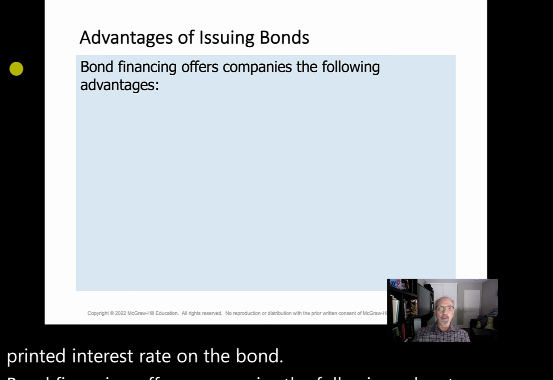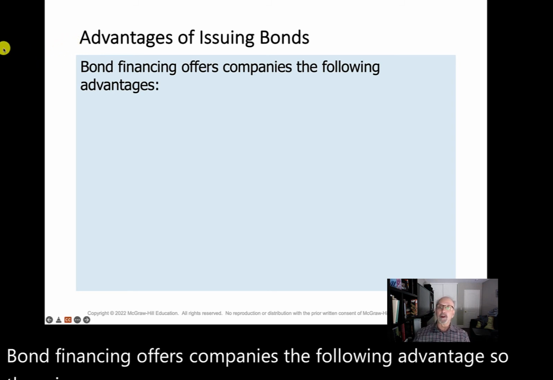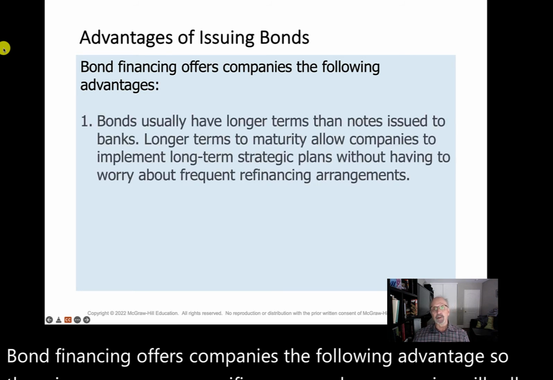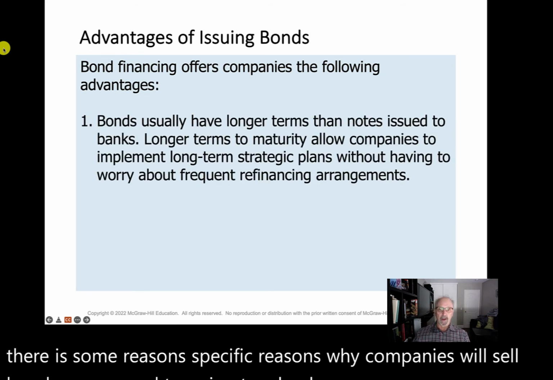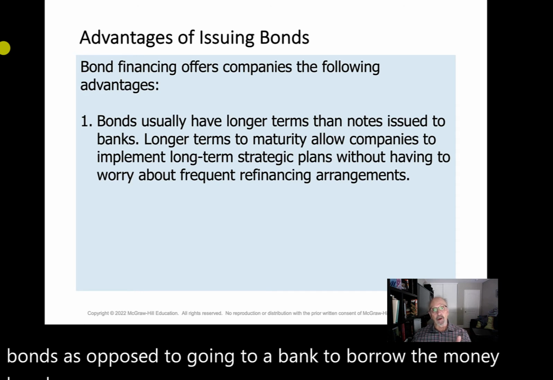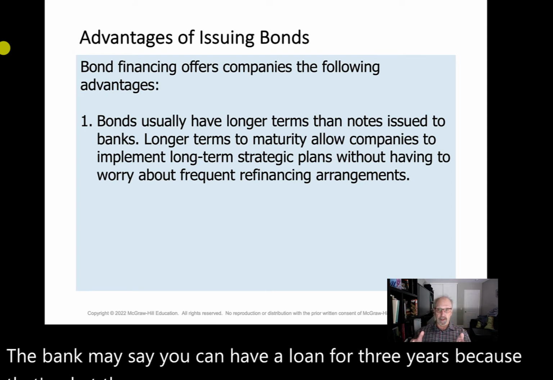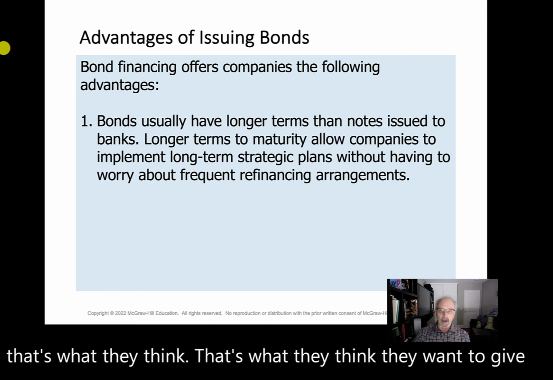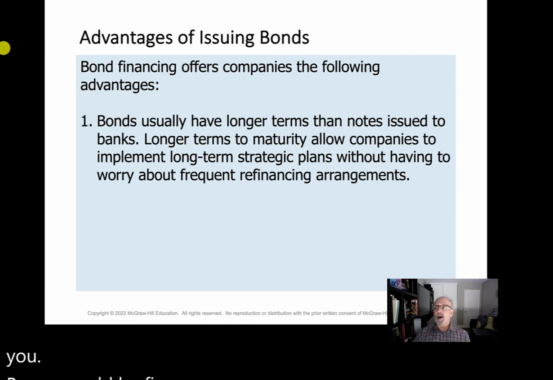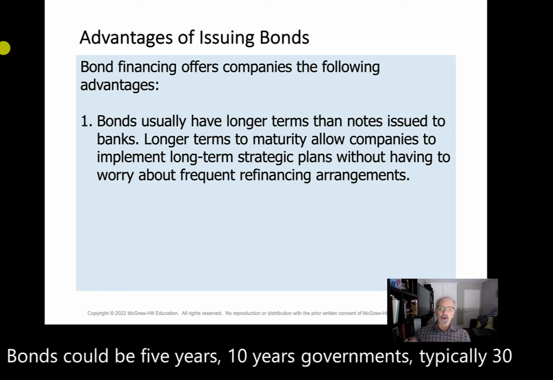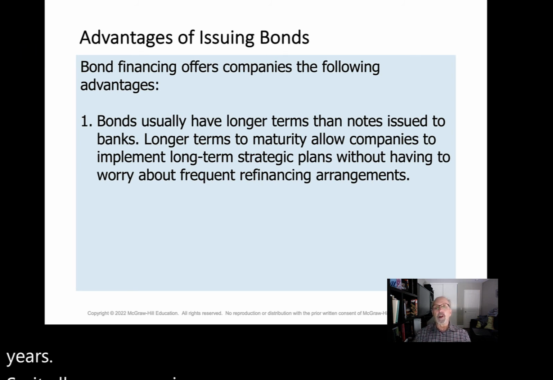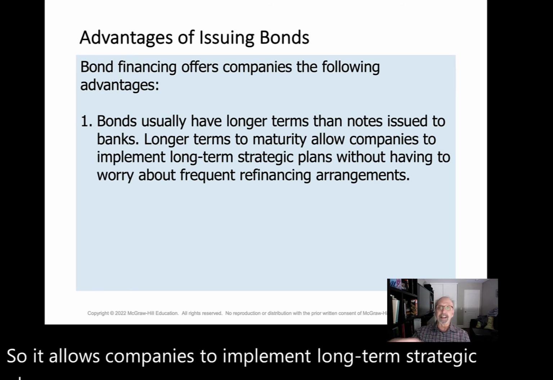So there are specific reasons why companies will sell bonds as opposed to going to a bank to borrow the money. Bonds usually have a longer term. The bank may say you can have a loan for 3 years because that's what they think they want to give you. Bonds could be 5 years, 10 years. Governments typically 30 years. So it allows companies to implement long-term strategic plans without having to refinance the loan.